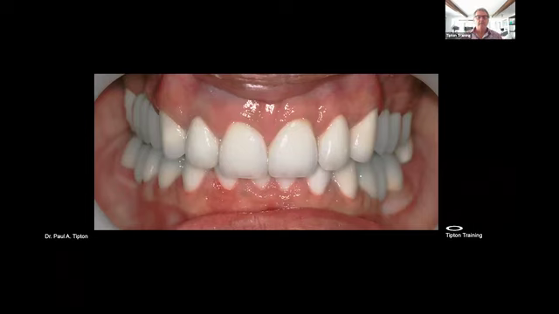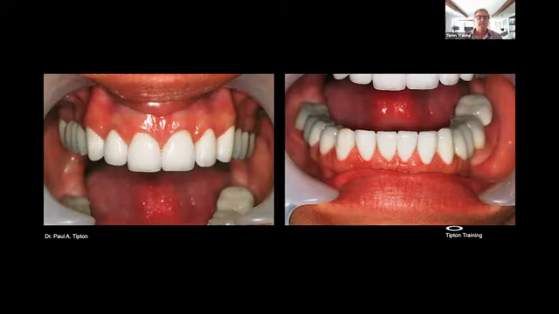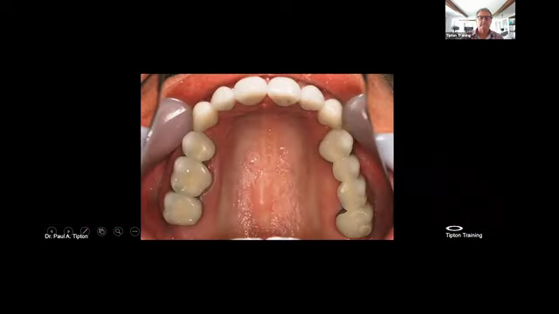And so here we have our finished reconstruction. We're just about to finish up our case now. Our upper reconstruction, lower reconstruction, again, we've put those lovely curves of Spee, curve of Wilson in place. Our flat areas on the upper posteriors.